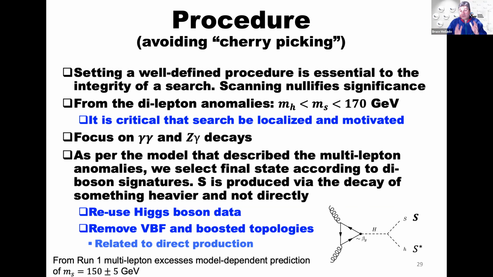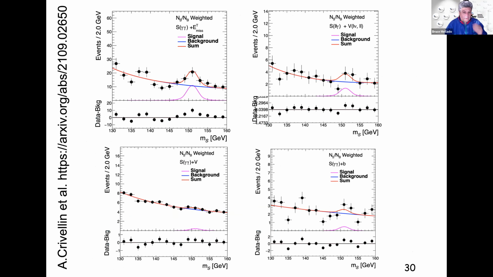So we felt that this is robust enough in that the mass ranges, the final states, the associated topologies, and the removal of VBF and boosted topologies predate the search, okay? As already documented in our 2017-2018 papers. All right, so what we do is we basically look at all the available data.